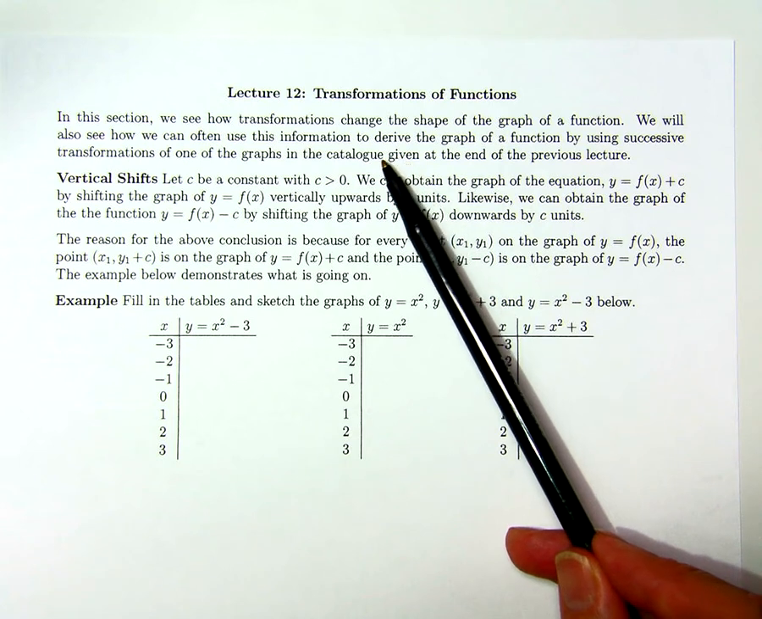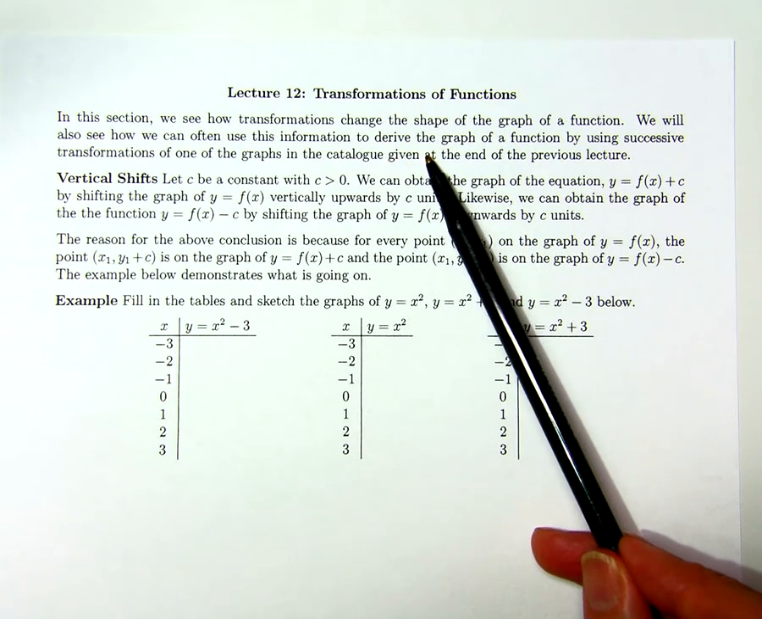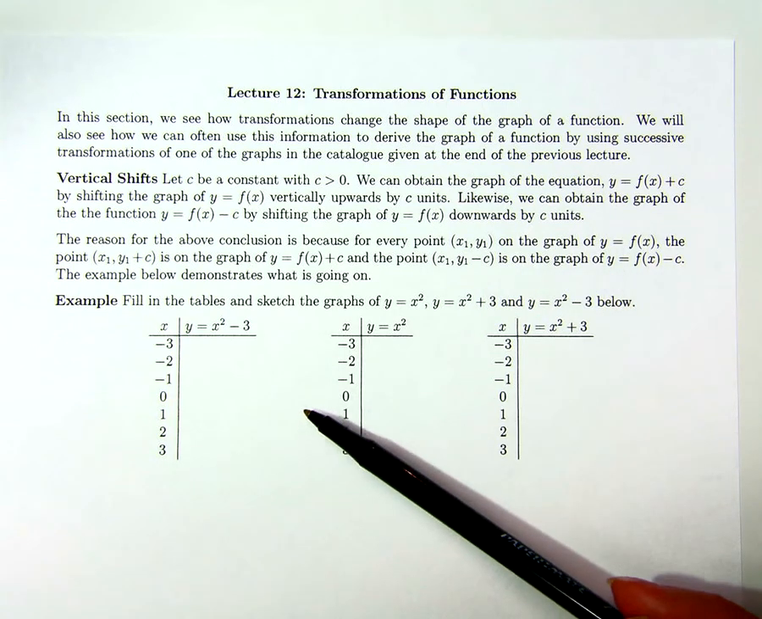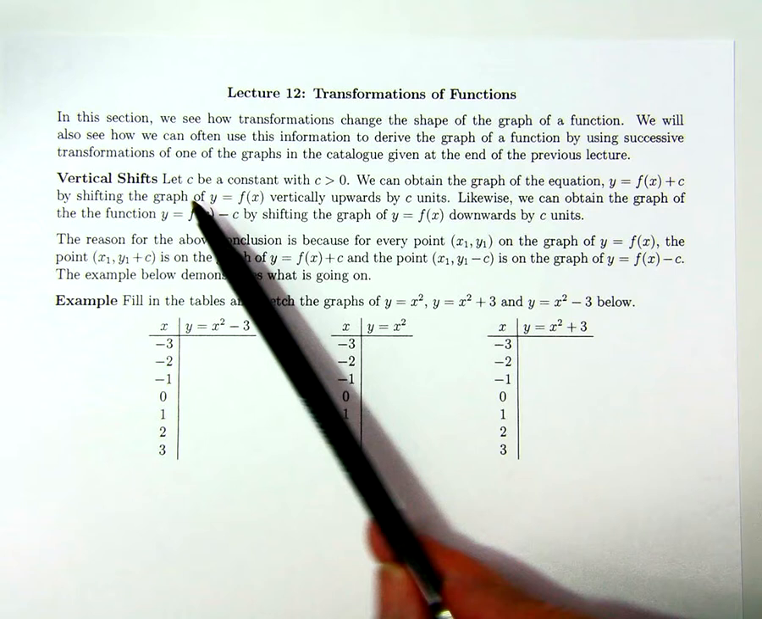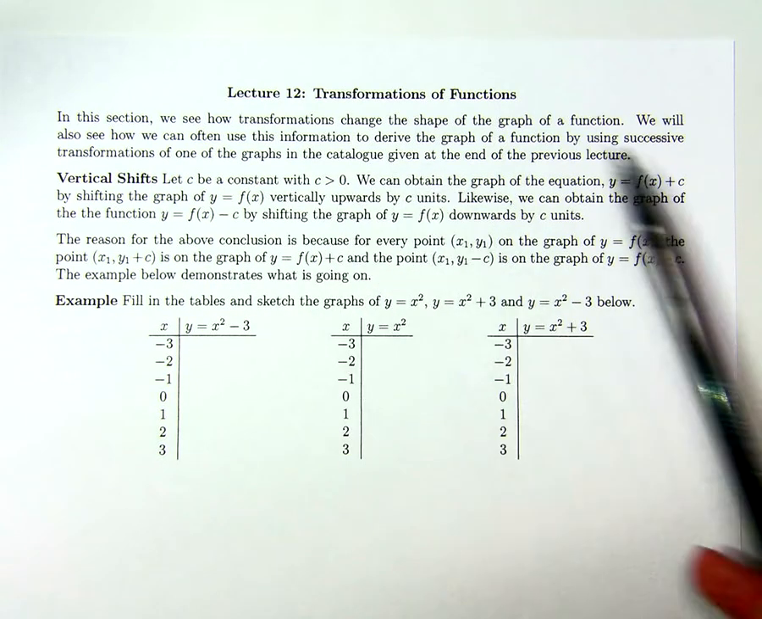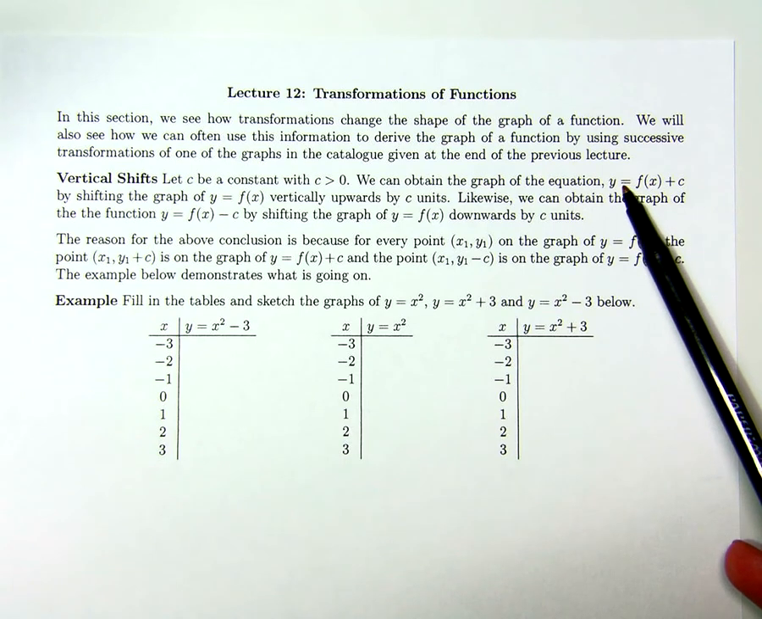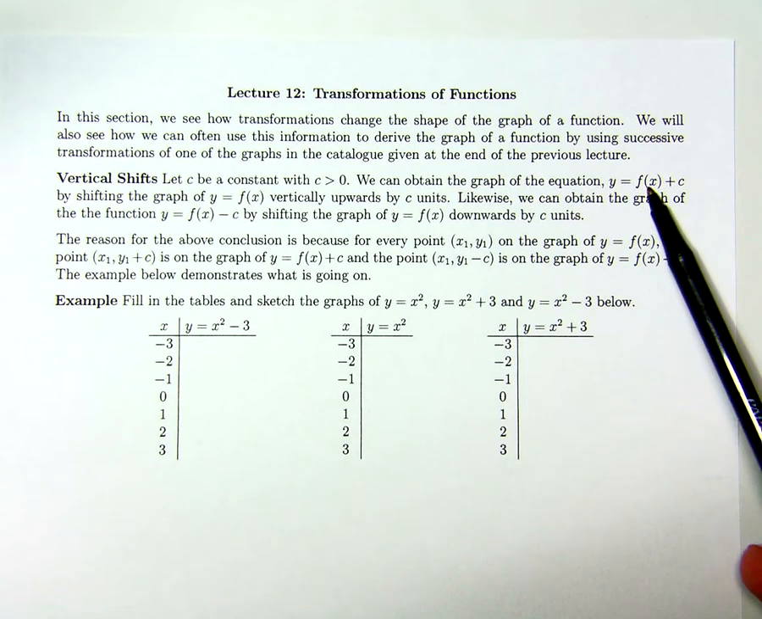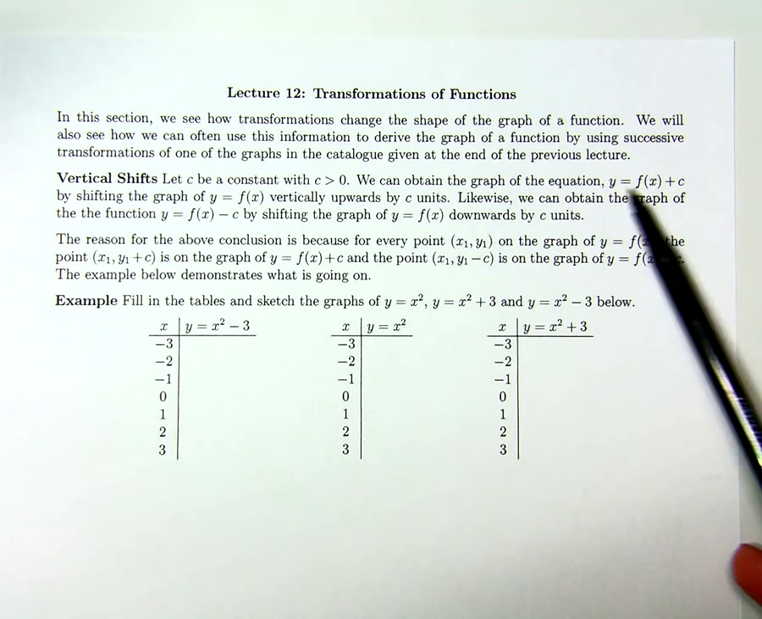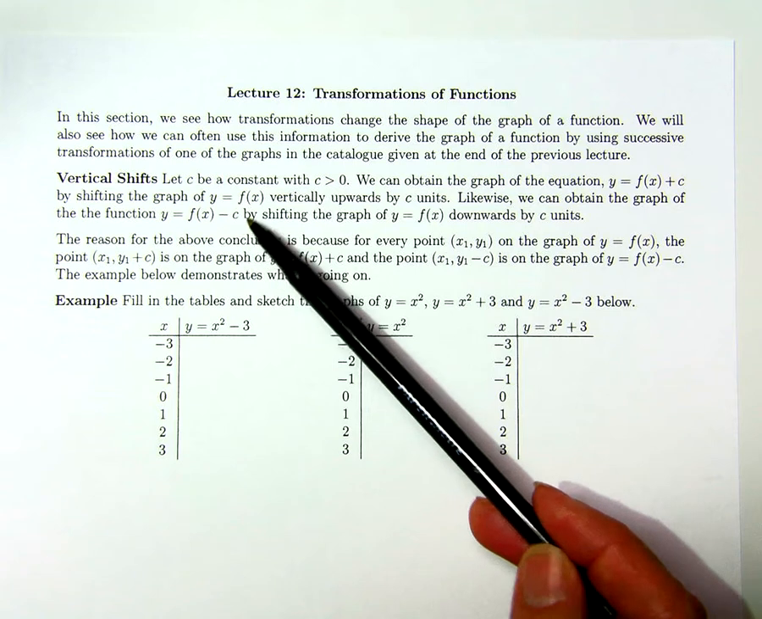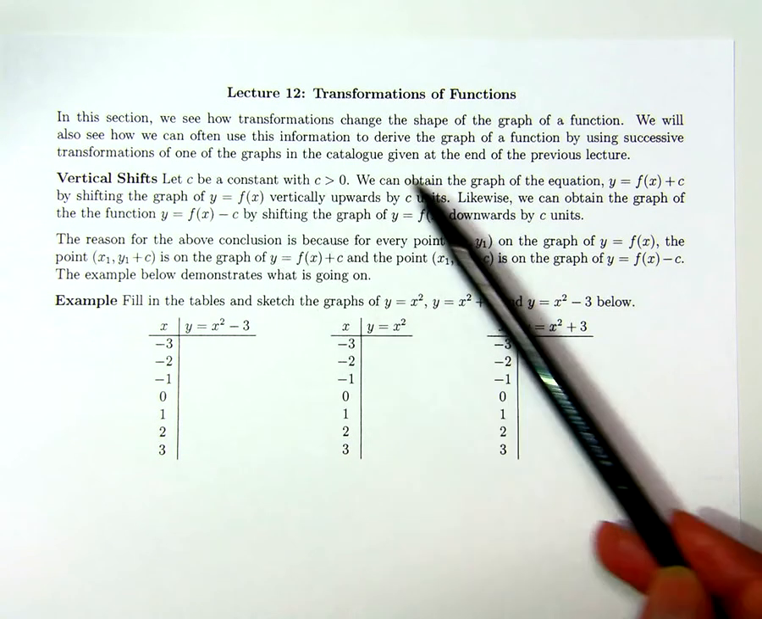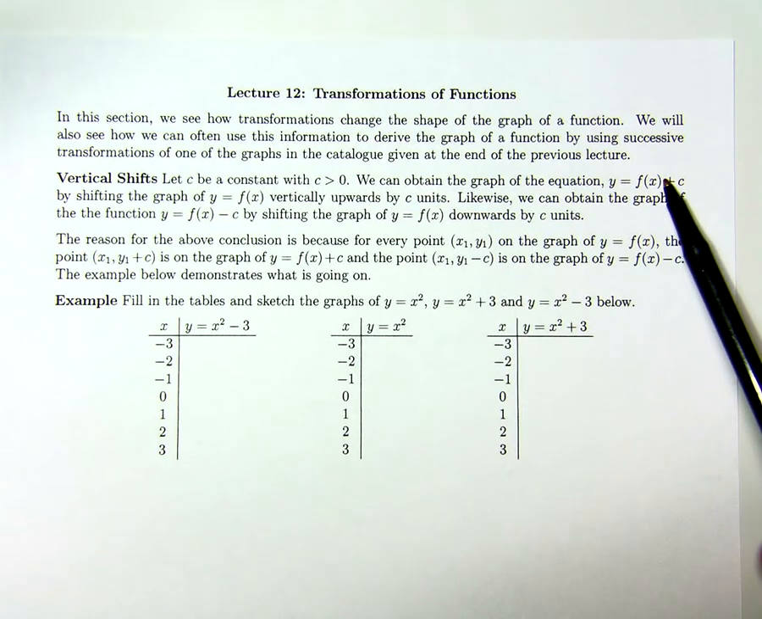And of course we can use our catalogue of given functions to find the graphs of a wide range of functions using this technique. The first thing we're going to look at are vertical shifts. So if we have a constant c which is positive, and we take the function f of x and add c to it, then the graph of the equation y equals f of x plus c is just the graph of the original function y equals f of x shifted upwards by c units.